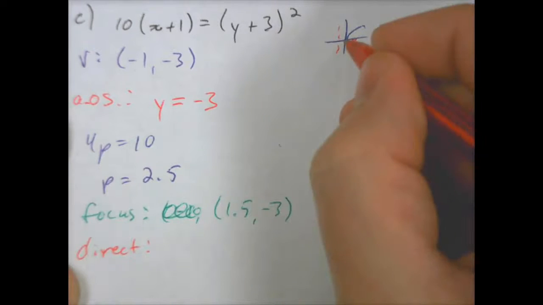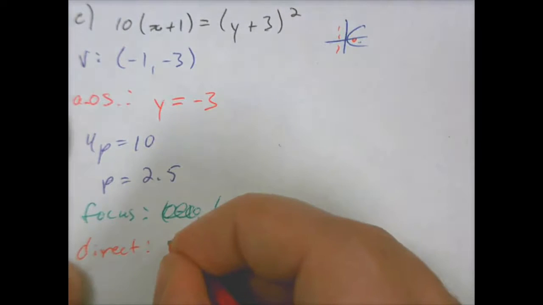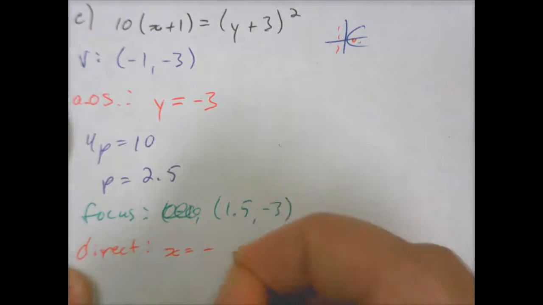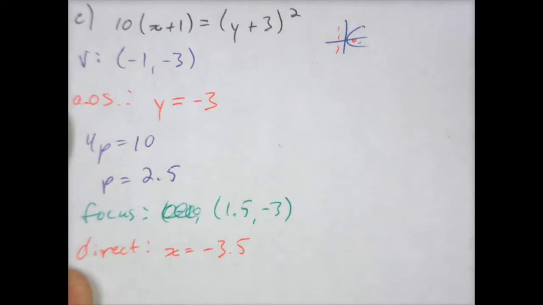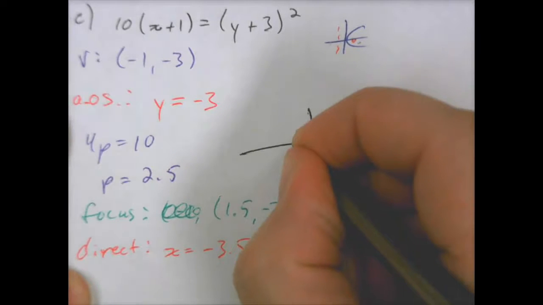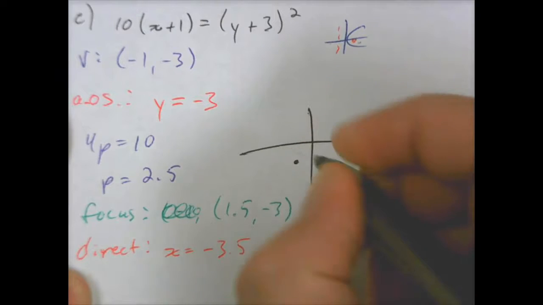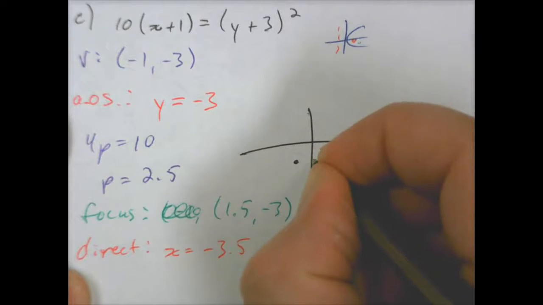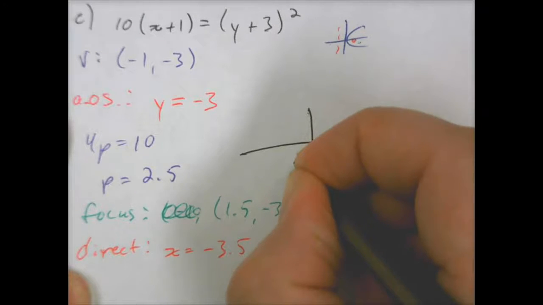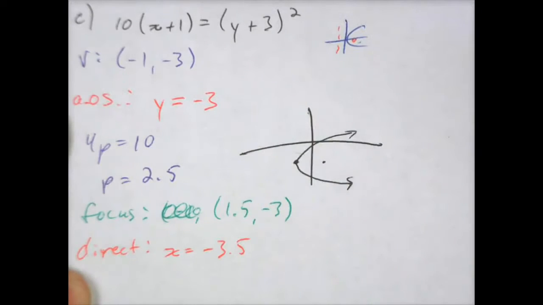And the directrix will go to the left 2.5. So left 2.5 would be x equals negative 3.5. So then for your graph, the vertex is negative 1, negative 3, somewhere down there. Your focus is 2.5 units this way, so 1.5, negative 3. Graph is beautiful.